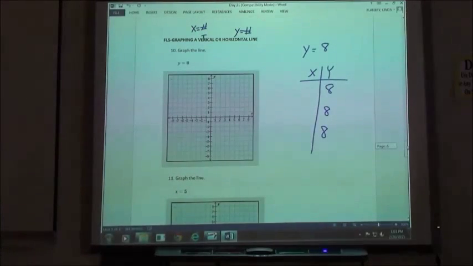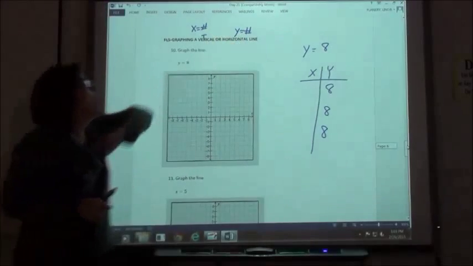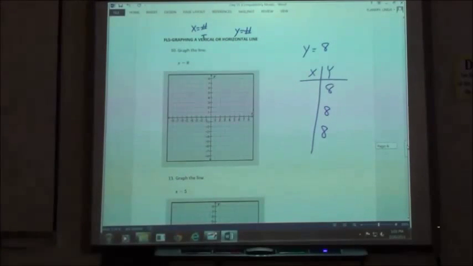That y should be vertical? No, horizontal. Horizontal for the y. And x goes vertical. We'll find out why in a minute.